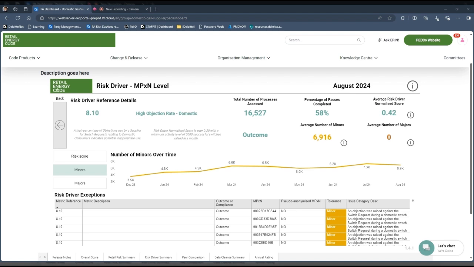I'll start off with the tolerance column. The tolerance tells me how severe an exception it was, and that is a minor in this instance. And it also provides a brief description of what drove it or why it was flagged as an exception.